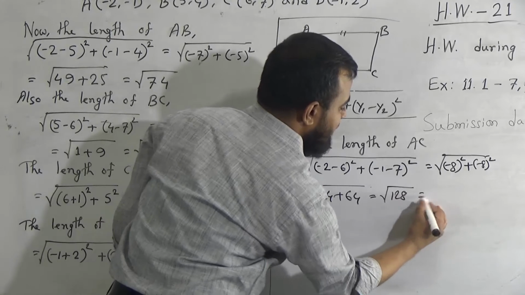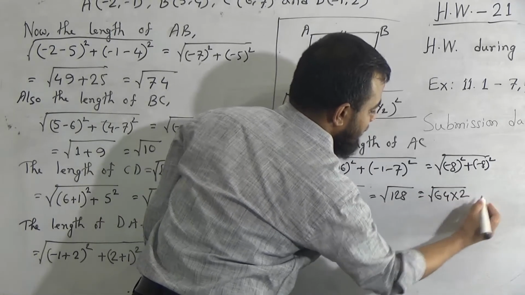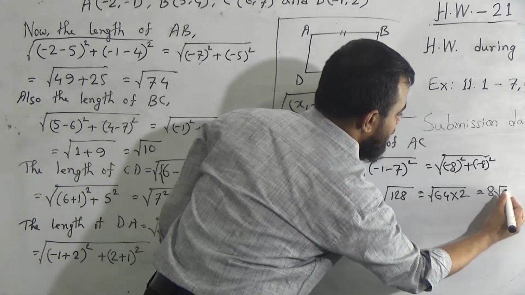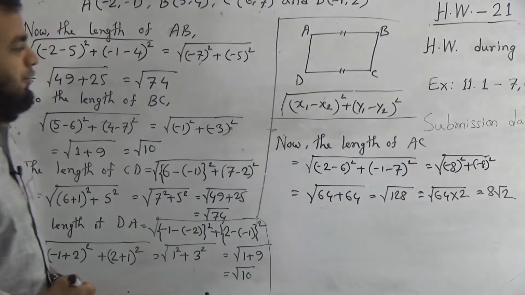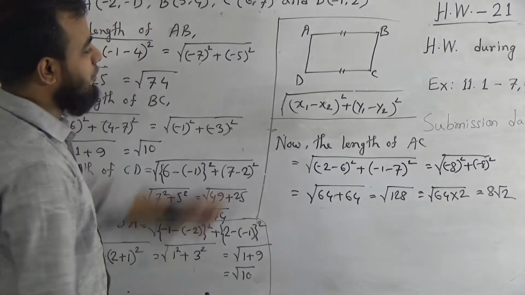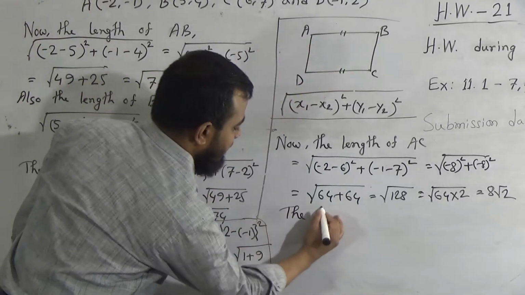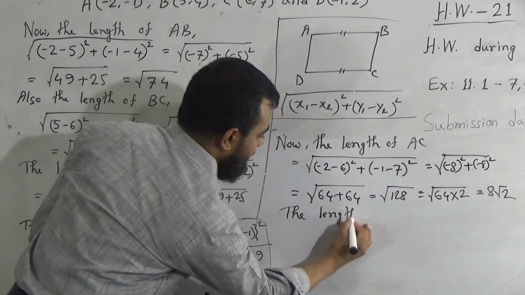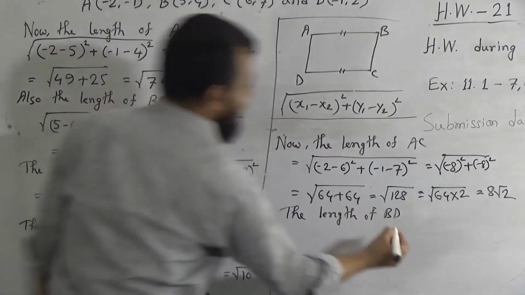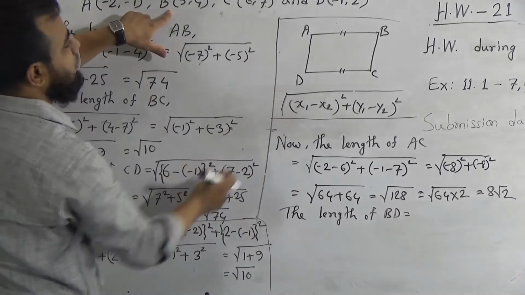That means we can write down square root of 64 into 2, that's equal to 8 root 2. That means the length of AC equal to 8 root 2. Now we will find out the length of BD. The length of BD is equal to B and D. We should consider B and D.